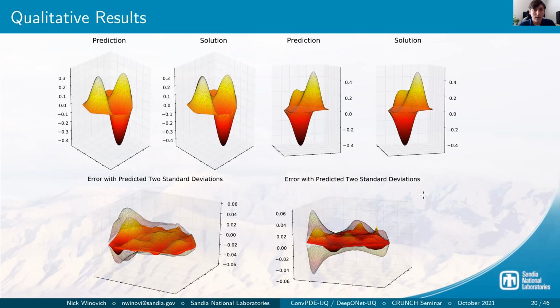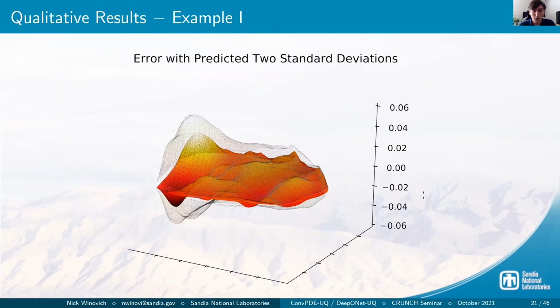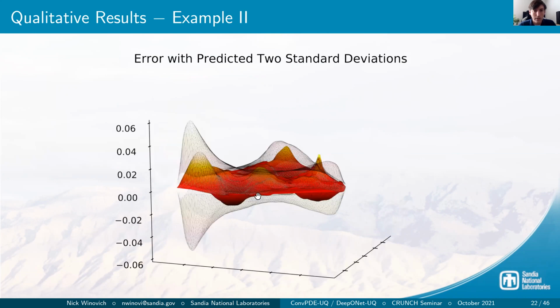So if we look at the results, it's a little hard to see if we're looking just at the solutions. But if we look at the errors and 2 standard deviations, we can actually see some of this pointwise uncertainty manifest. So, these are actually quite typical. There were certainly some where the uncertainty wasn't totally capturing the error, but in general, they really do capture the uncertainty.